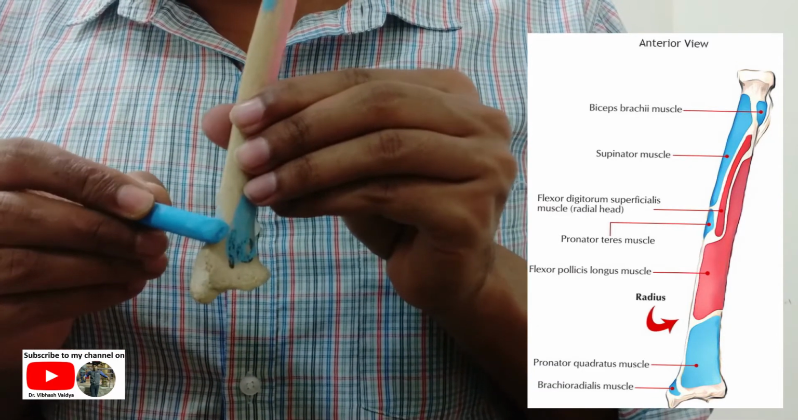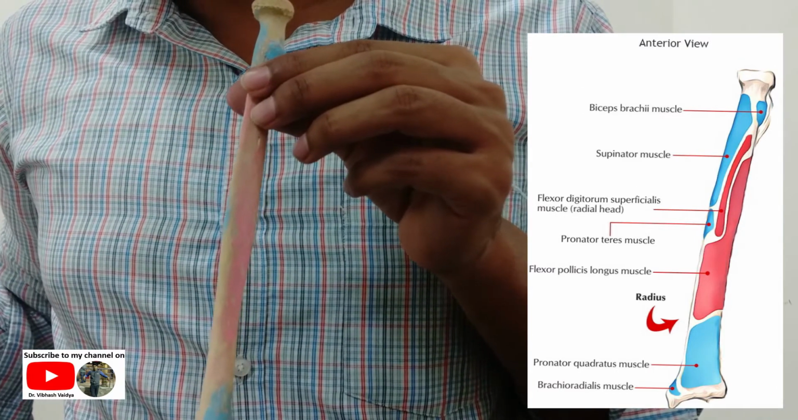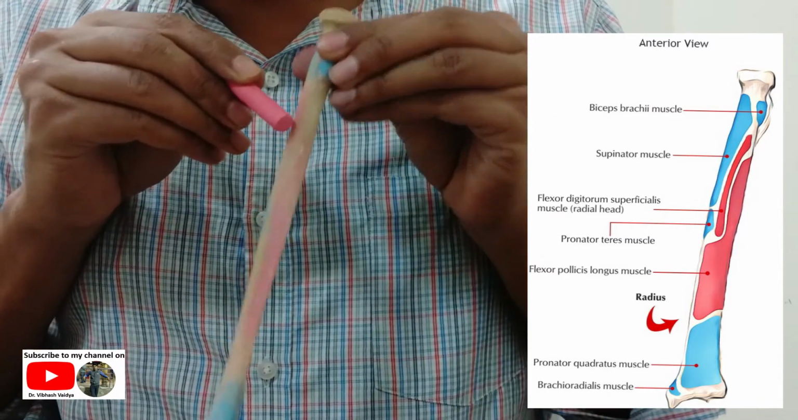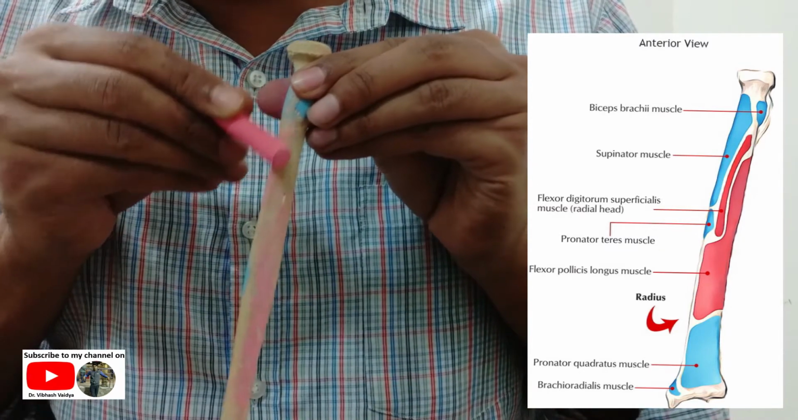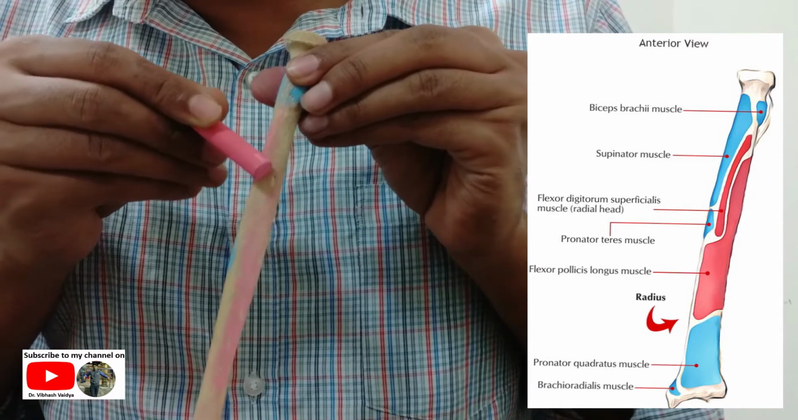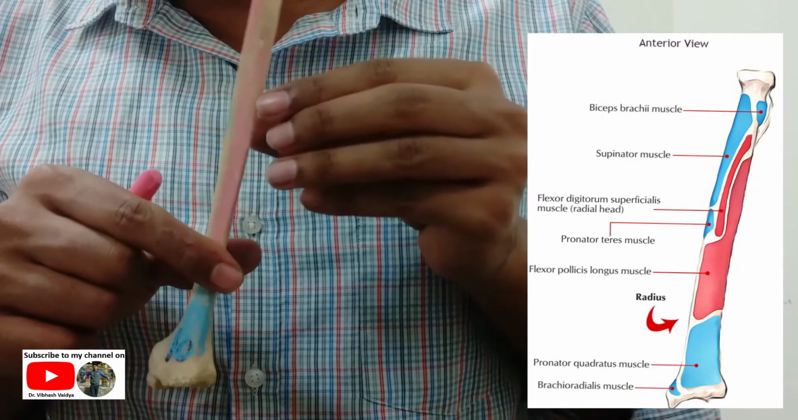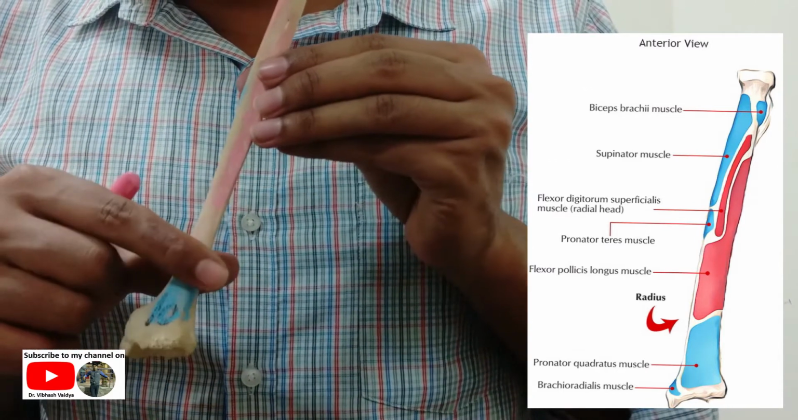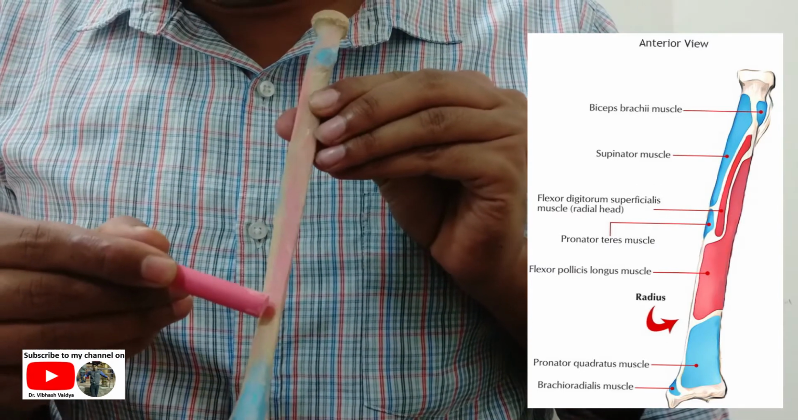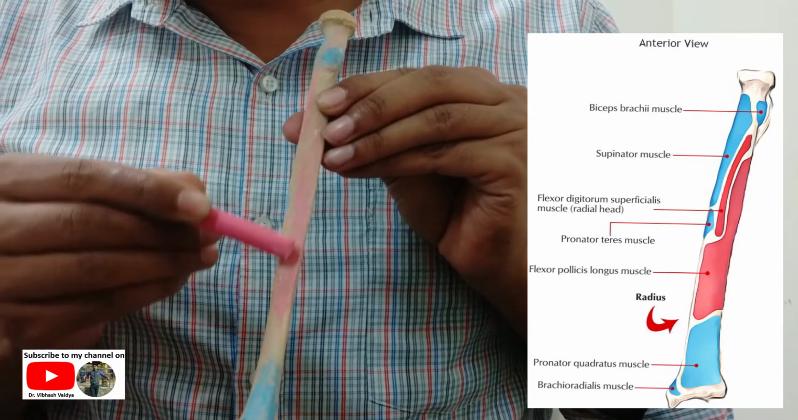brachialis muscle. Then the radial head of the flexor digitorum superficialis takes origin from the anterior oblique line. You can see from this anterior oblique line we have the origin of the radial head of the flexor digitorum superficialis muscle. Then the flexor pollicis longus takes origin from the upper 2/3 part of the anterior surface. From this part we have the origin of the flexor pollicis longus muscle.